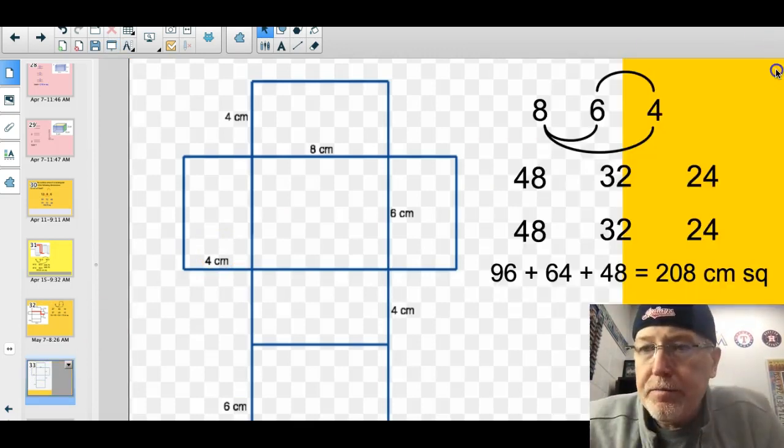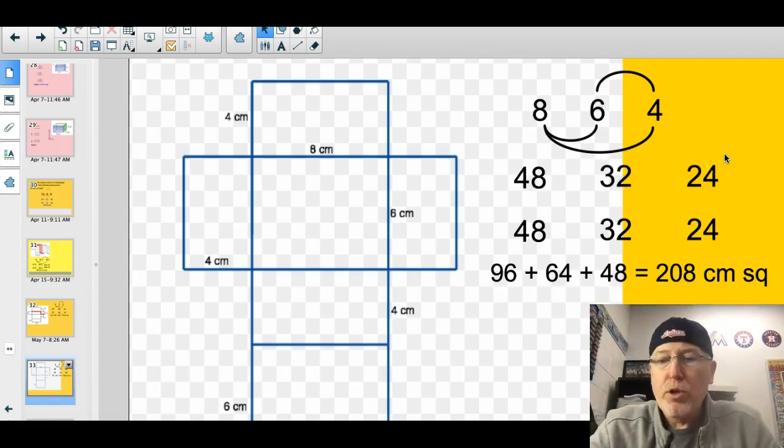Okay, let's take a look. See how you did. Should have come up with 208 centimeters squared. You can check my work steps, make sure I did them right.